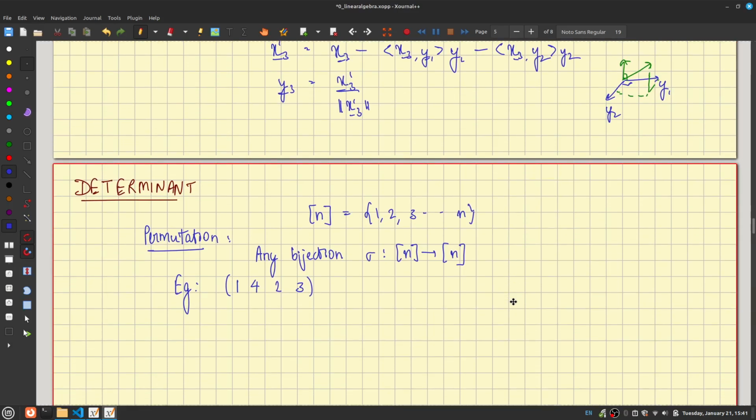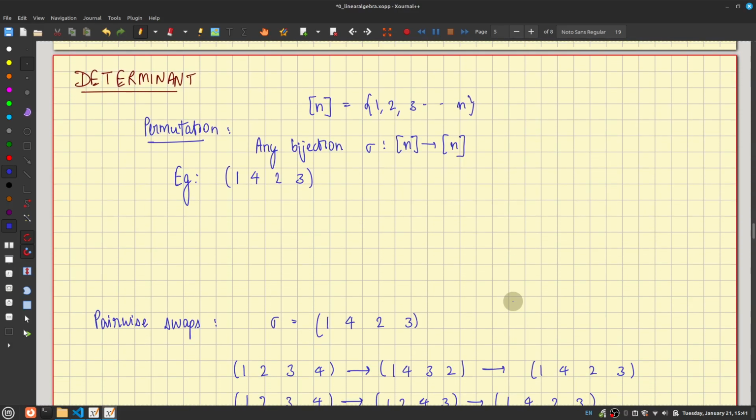Okay. Now let's see the definition of a determinant. You may or may not have seen this particular definition of a determinant. I'm going to define the determinant of a matrix in terms of permutations. So what is a permutation? A permutation is just a bijection from the set 1, 2, 3 to n to itself. So for example, 1, 4, 2, 3 is a bijection of 1, 2, 3, 4.